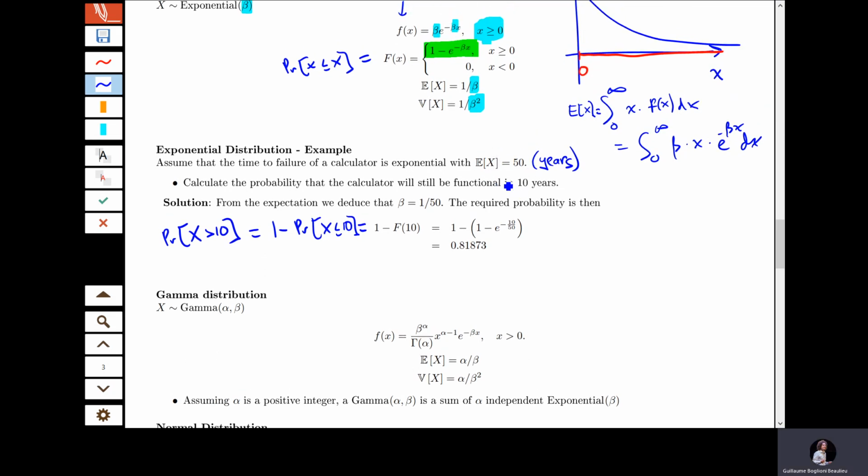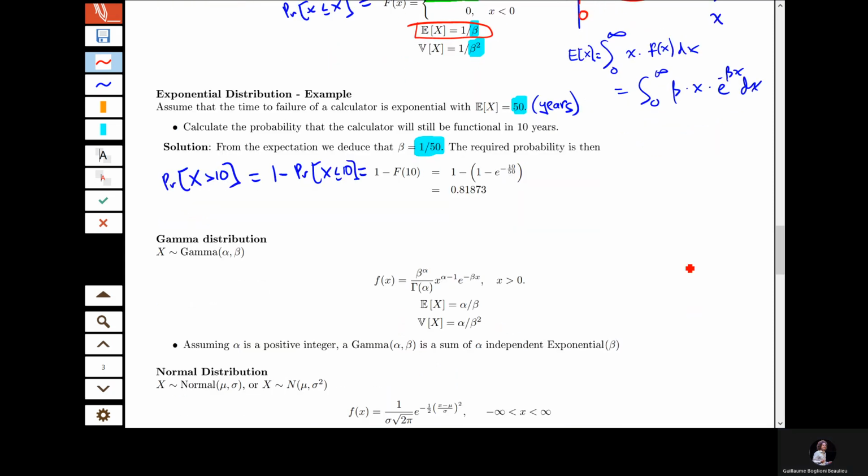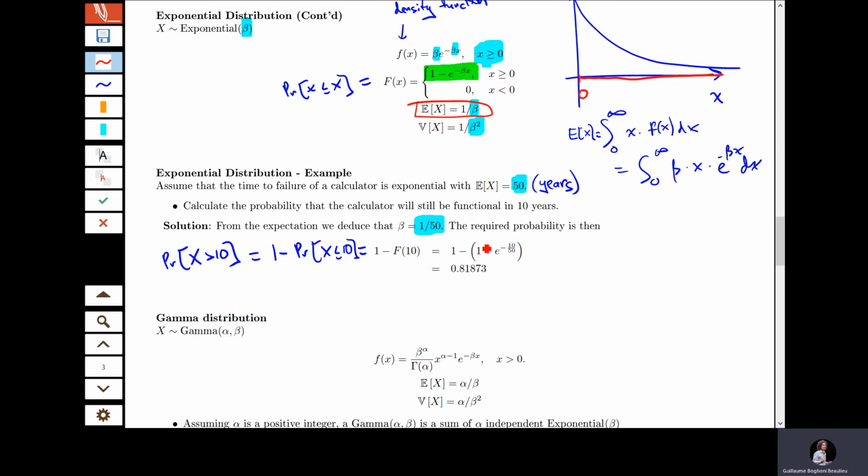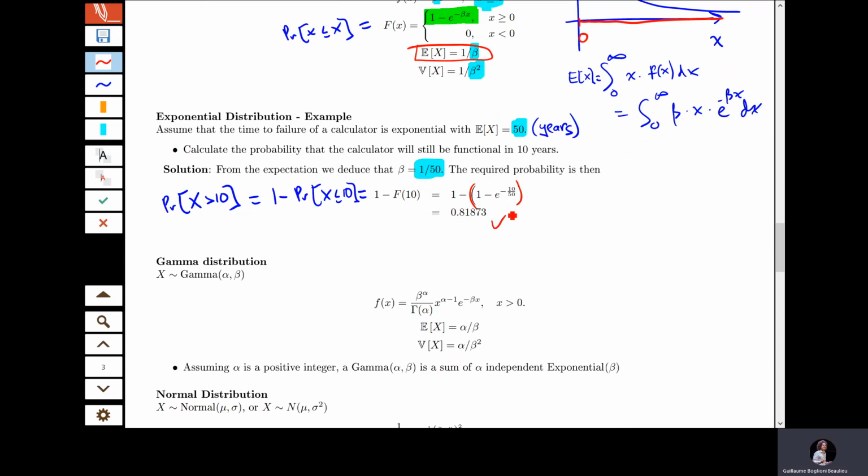Because you know that the life expectancy of the calculator is 50 years, you know that the parameter beta of the exponential distribution is 1 over 50 by this simple relation here. And then obviously the rest is plugging in the numbers. Careful here that you have a 1 minus, and in this expression you have another 1, right? So 1 minus, brackets, 1 minus this thing, and you can compute the value.